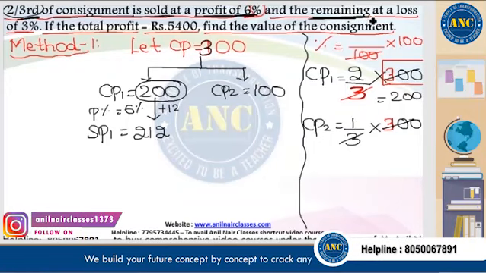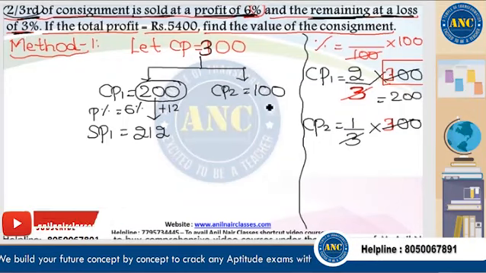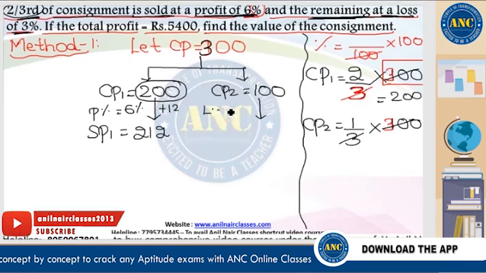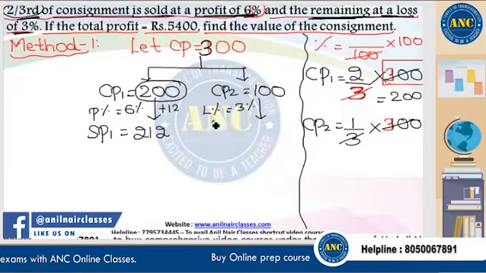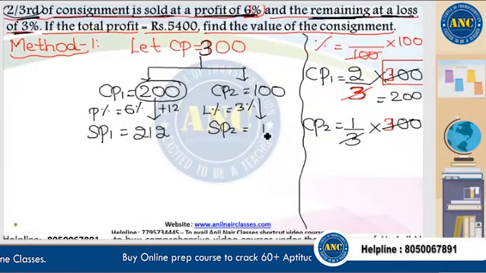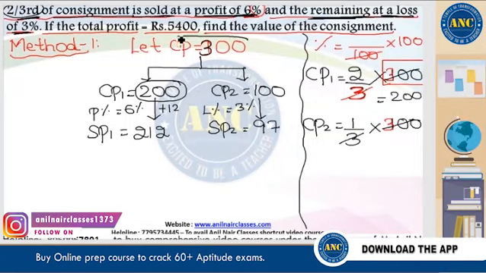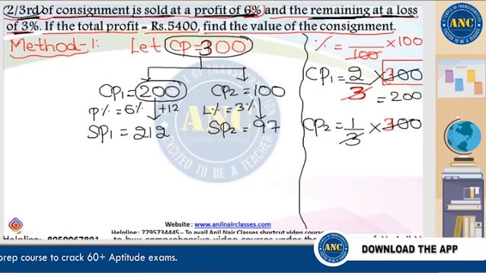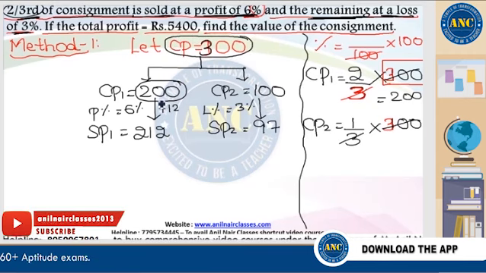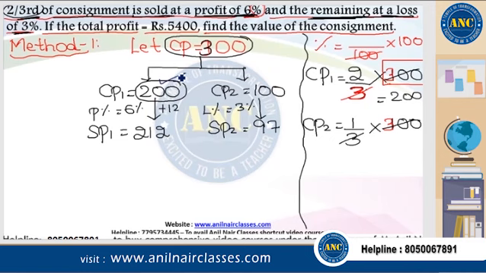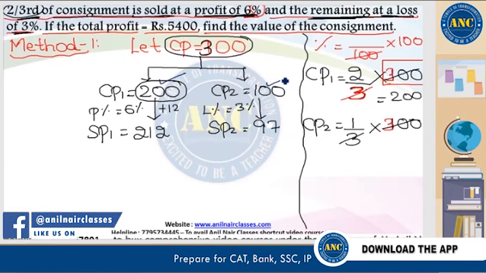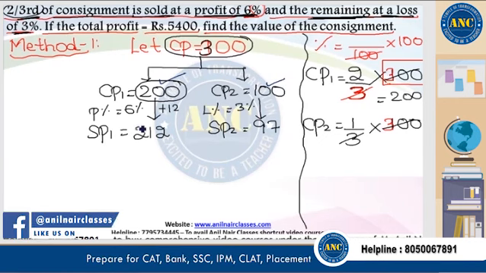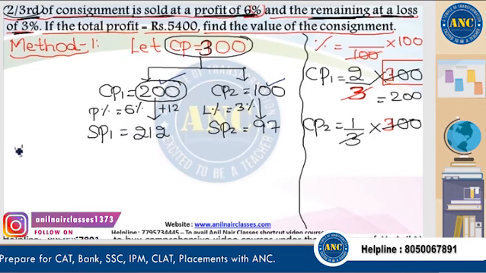Similarly, the remaining second product is sold at a loss of 3%. Loss of 3% means 3% of 100 is 3 rupees loss. That means it is 3 rupees loss from 100, it is 97 rupees. That means I assume the cost price as 300. Because of my assumption of 300 only, I am getting this 200 and this 100. That means whatever I have taken till now, everything is according to my assumption.